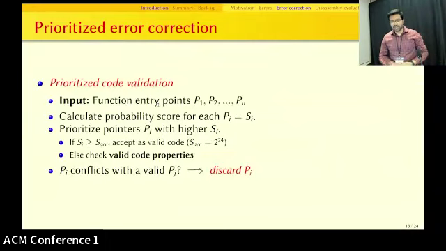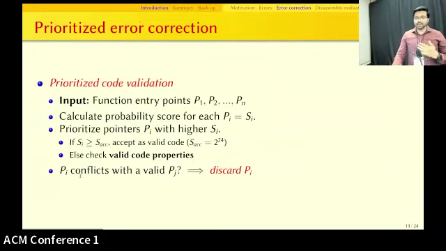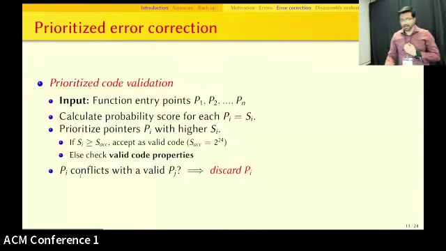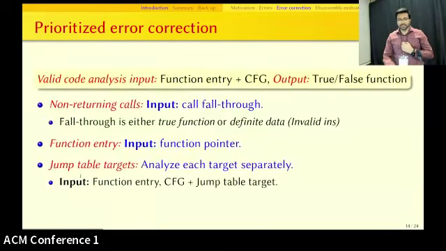This algorithm takes all function entry points as inputs, and it calculates the statistical score for each of the pointers. Now, if a pointer has a score that is greater than a given threshold, then we accept it as valid code, or else we pass the pointer through valid code property checks. If a pointer conflicts with another valid pointer, then we discard the conflicting pointer.